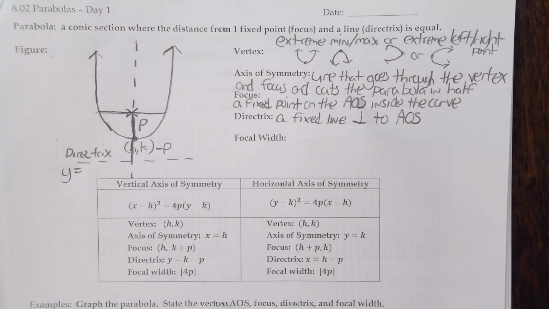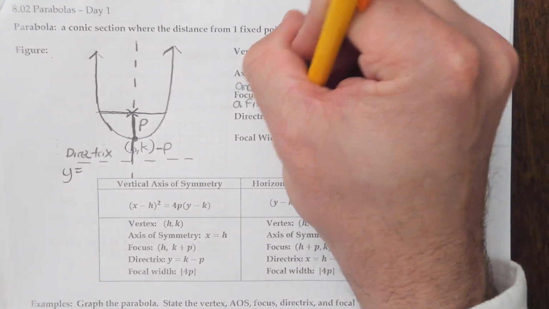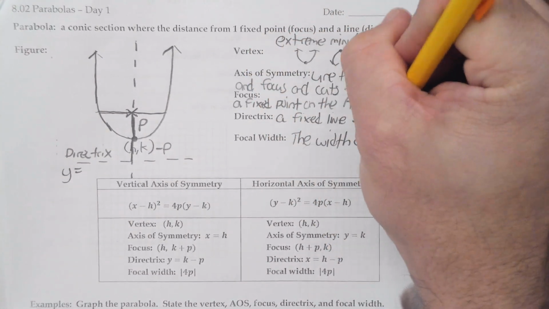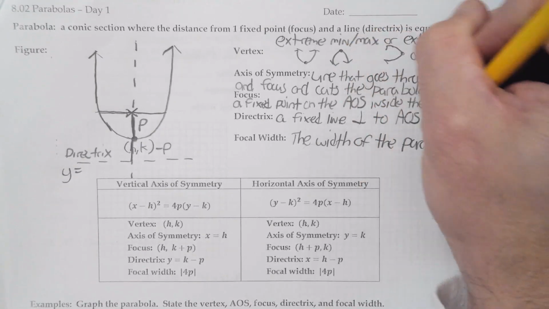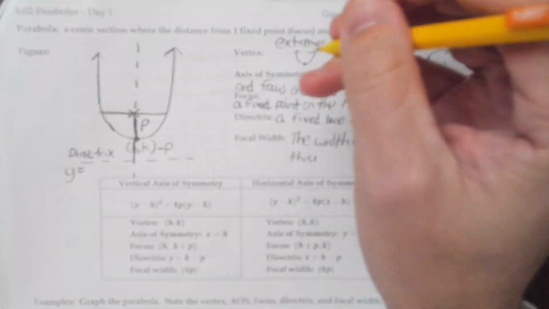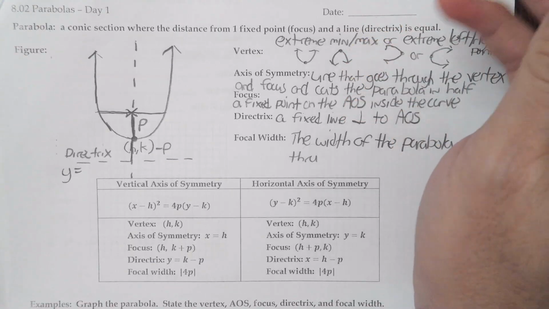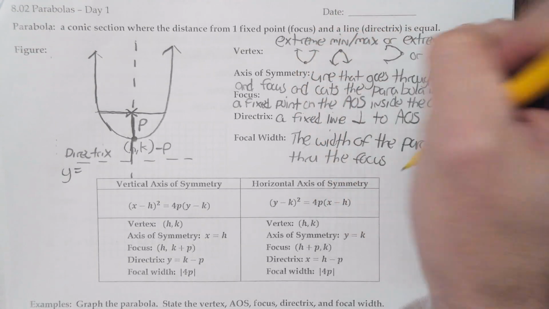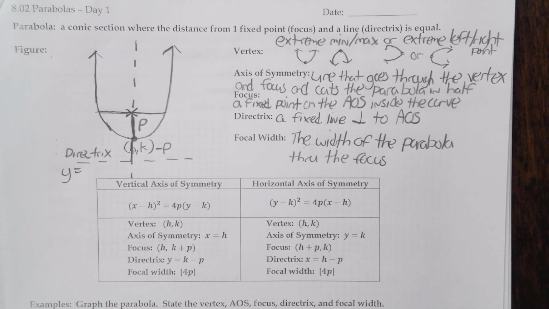The focal width is the width of the parabola through the focus. We'll talk about that more as we go through these problems. So that's the gist of it.